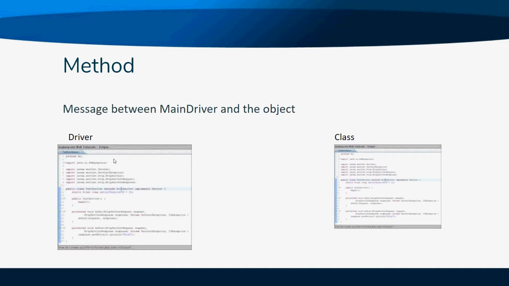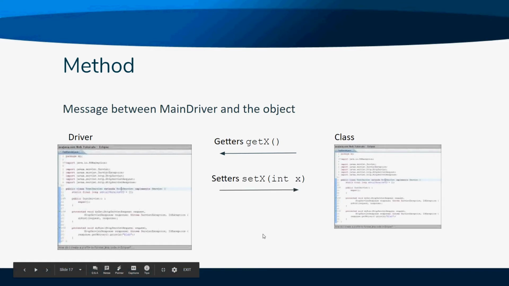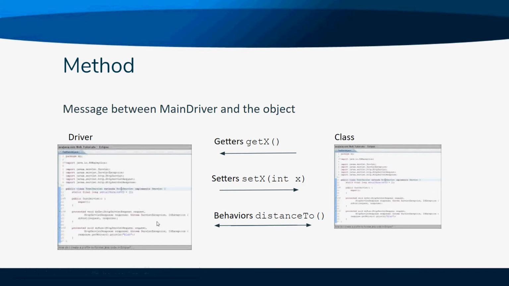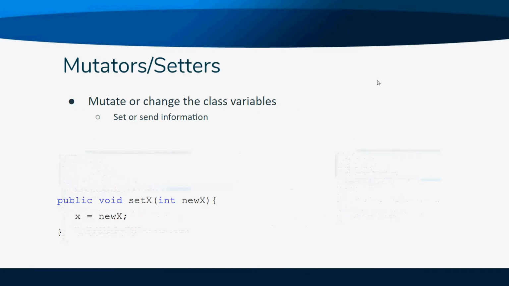So we're going to pretend that this is our driver file. We're going to pretend that this is our class. If I want to send messages from the class to our driver file, I'm going to use what's called getters. If I want to send information from my driver file to my class, I'm going to use what's called setters. Now there's also other kinds of methods that are behaviors, and those can go both ways. You might send information, you might be receiving information from it. Behaviors are just how the object behaves. Okay, so let's show you some examples of all three of these types of methods.